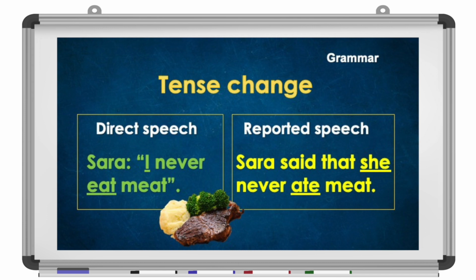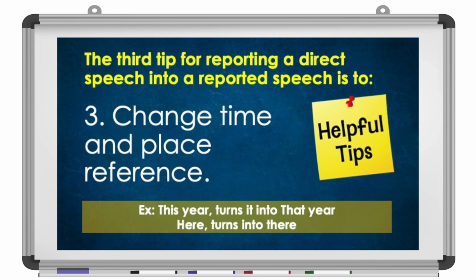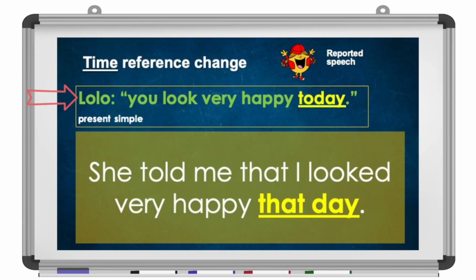The third tip for reporting a direct speech into a reported one is to change time and place reference. Check if the sentence has any reference for time or place, you have to change it. Let's take an example for time reference change. Lulu said, "You look very happy today." The sentence is in the present simple. When I report it, I have to make some changes. "She told me that I looked very happy that day."